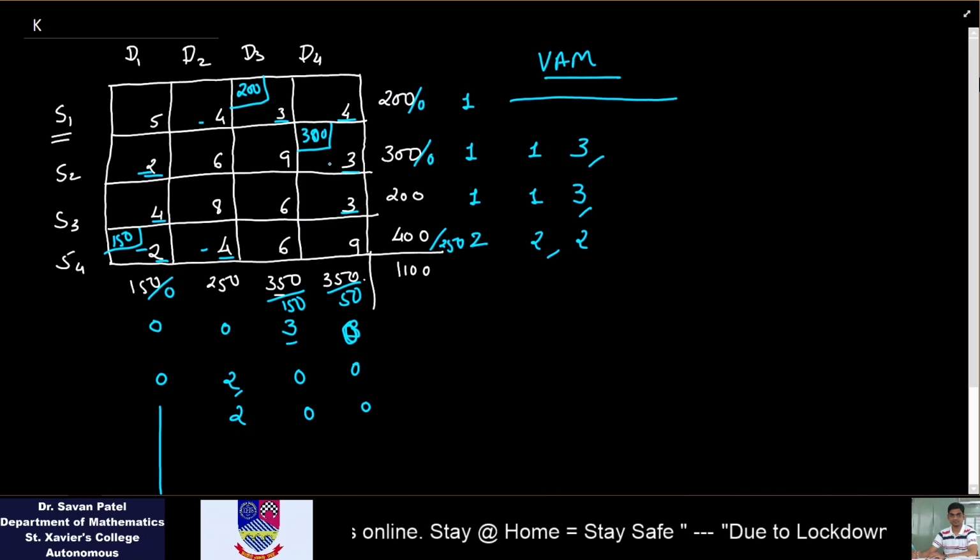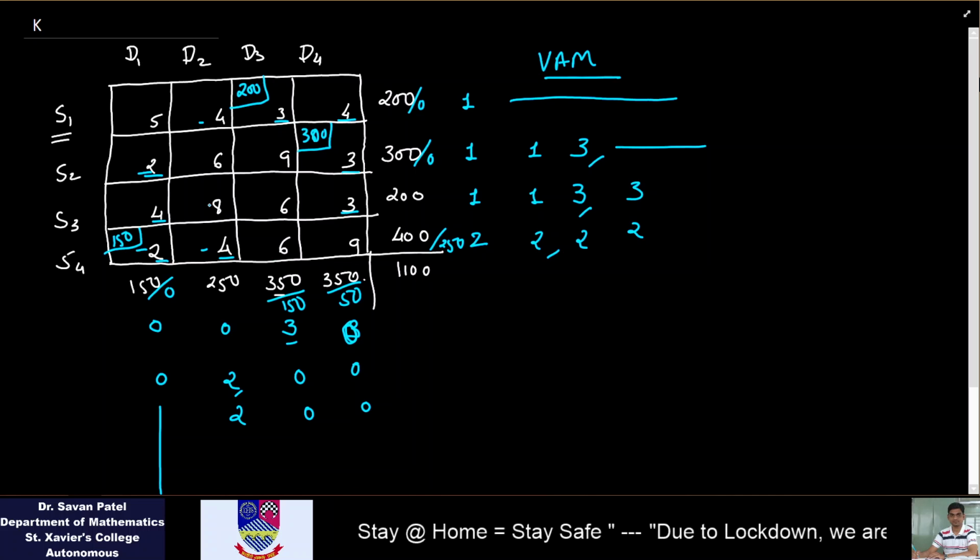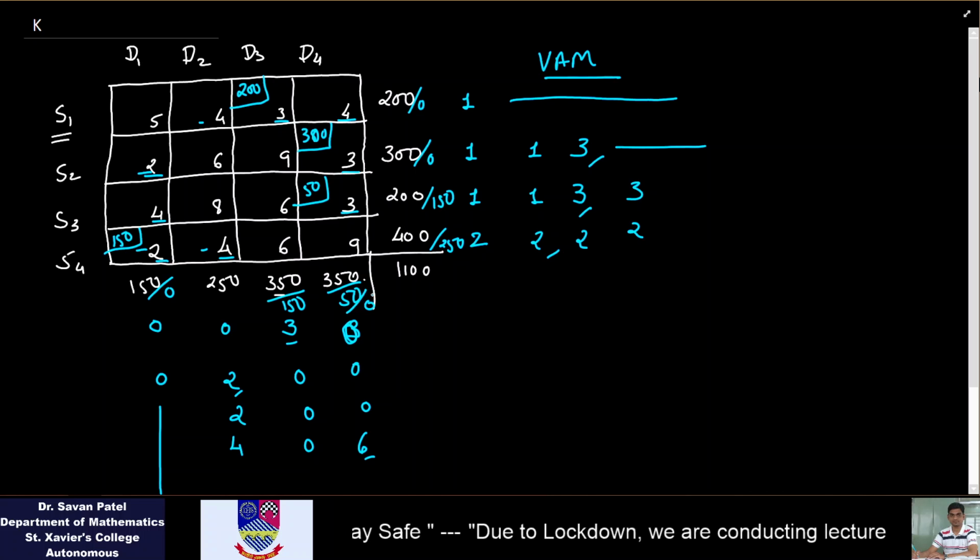Okay, since this is 0, this row is now cancelled. These differences stay the same, but here the difference will change. 4 and 8 are left, so their difference is 4. 6 and 6, their difference is 0, and 3 and 9, their difference is 6. The maximum is 6, so we select the minimum here, which is 3, and we allocate whatever maximum is possible, that is 50. So here the allocation is 50, here we are left with 150, and here we are left with 0.